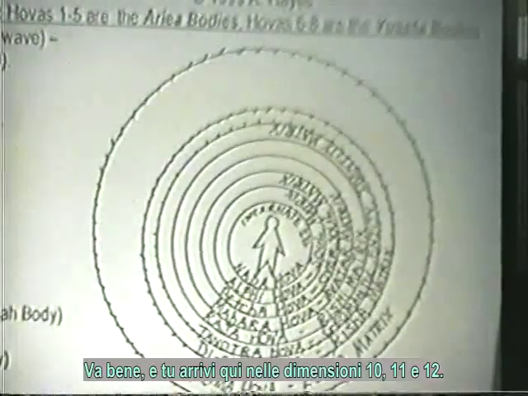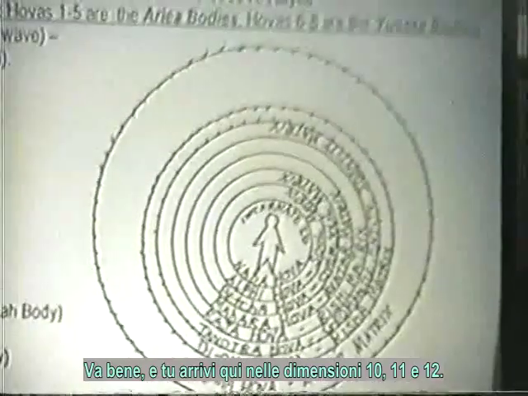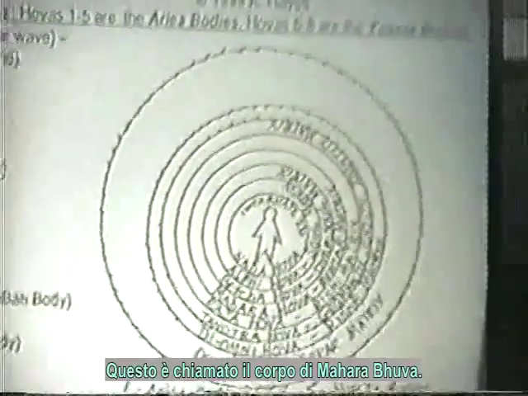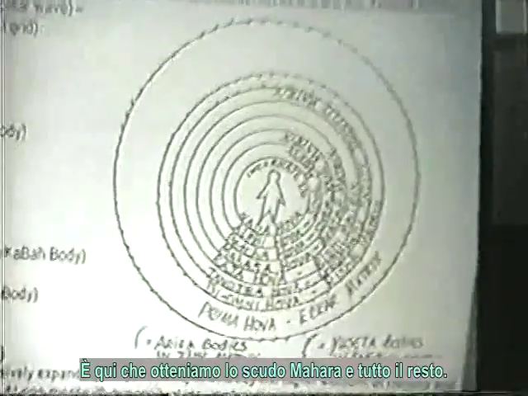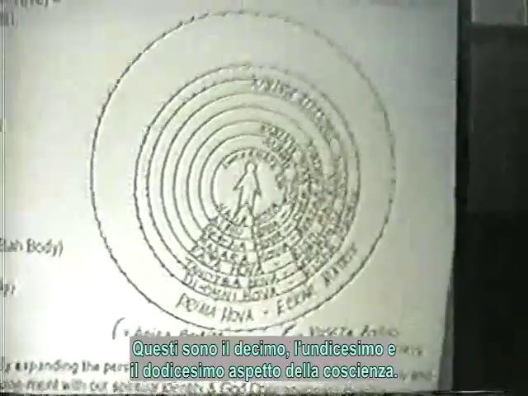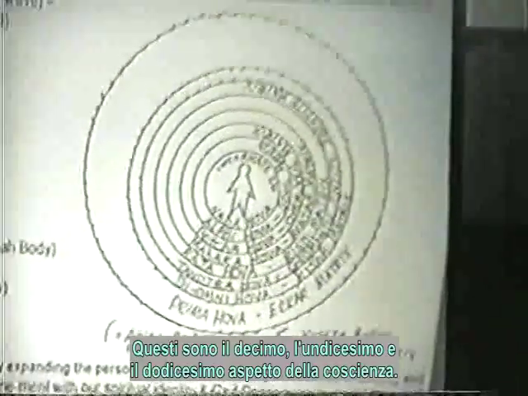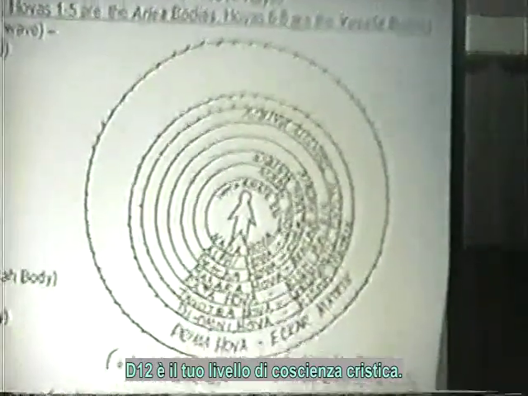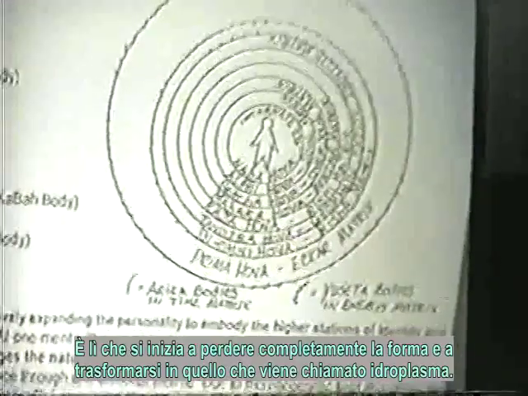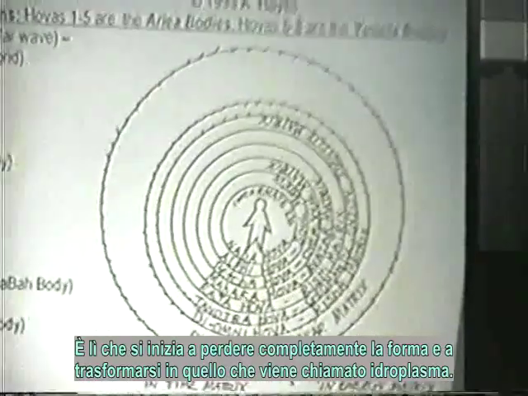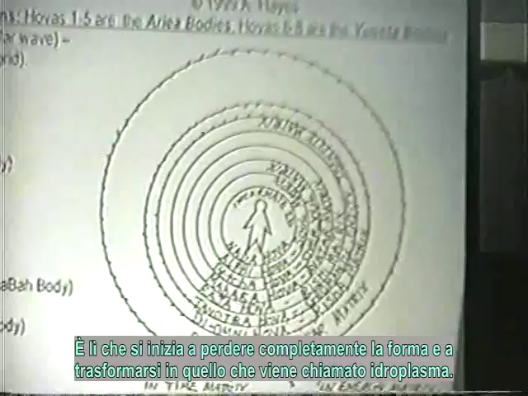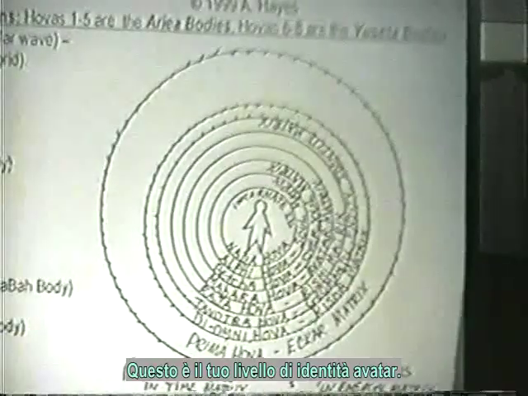Okay? And you come out here into dimensions 10, 11, and 12. This is called the Mahara Huva body. This is where we get Maharic shield and all of that. That's the D10, 11, and 12 aspects of consciousness, your dimensionalized consciousness. D12 is your Christed consciousness level. That is where you begin to completely pass out of form, and you become what's called hydroplasm. Hydroplasm is like free matter, liquid light. That's your avatar level of identity.